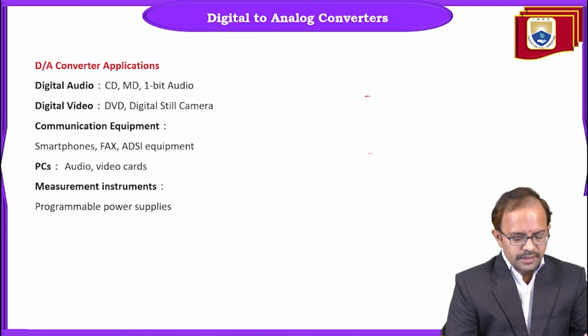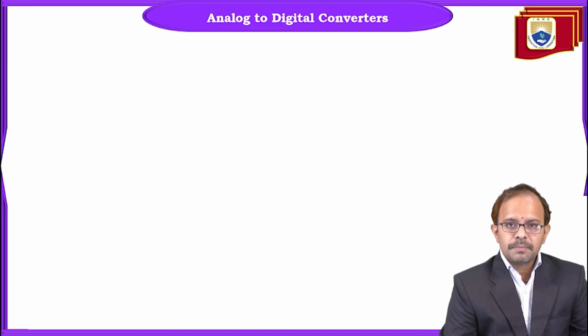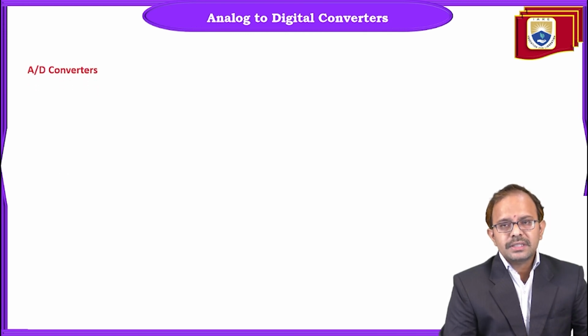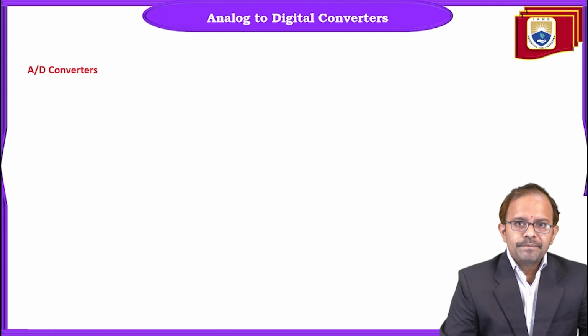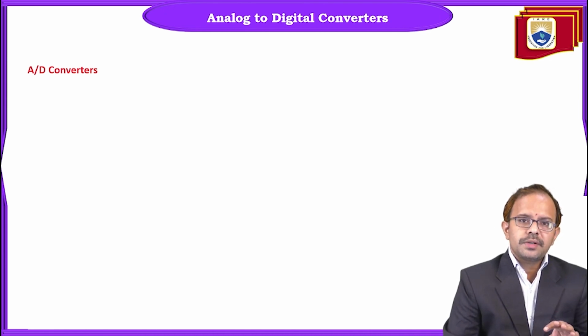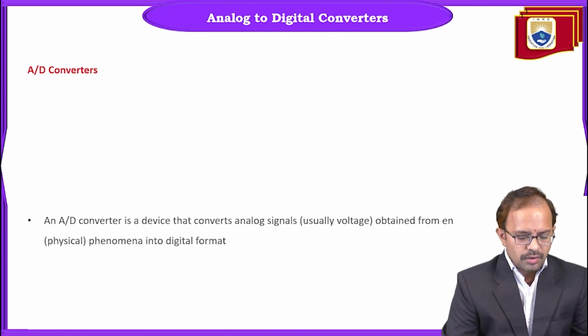And also in the case of some measurement instruments like programmable power supplies, these are all operated initially with digital data, and as an output we need to convert that back to the analog.